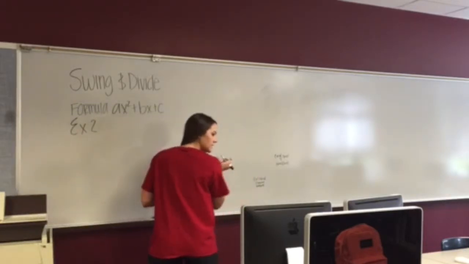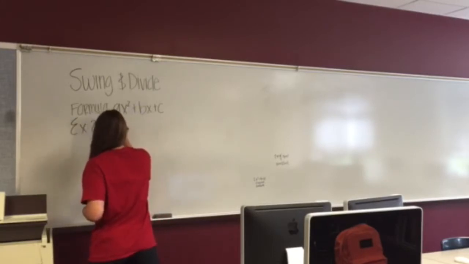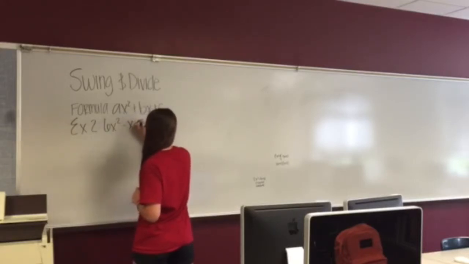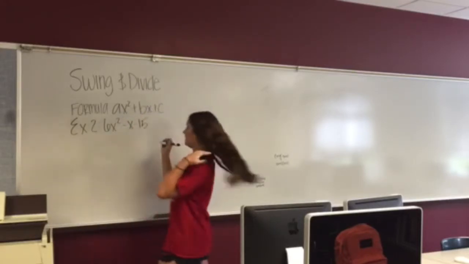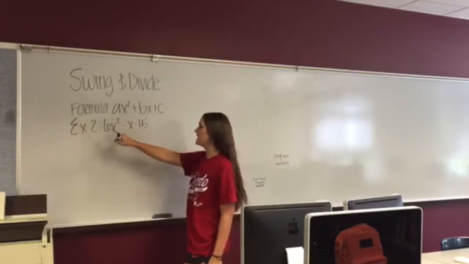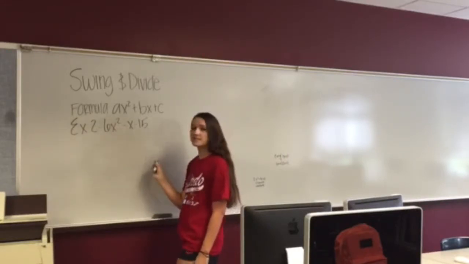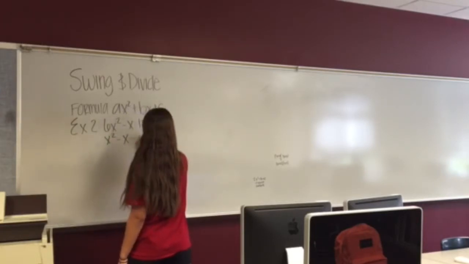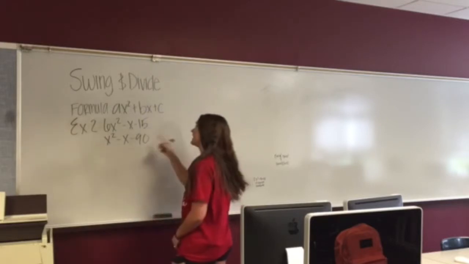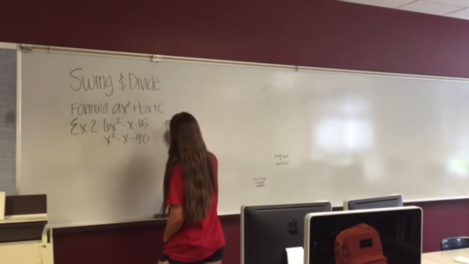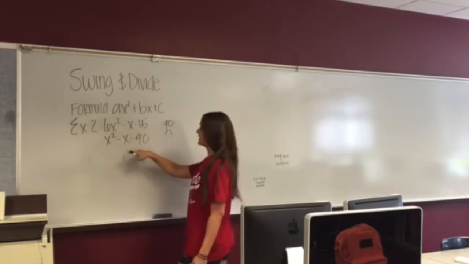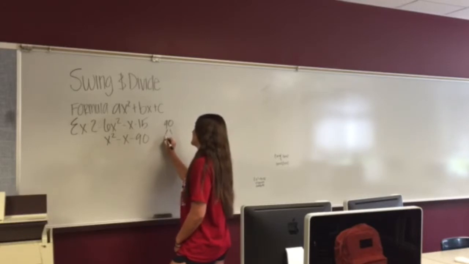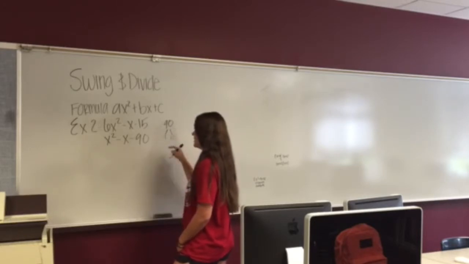Okay, in this one we're going to do 6x squared minus x minus 15. The first thing we're going to do is take 6 times 15, which is 90. So it would be x squared minus x minus 90. And we can make a factor tree for 90. It has to be a difference of 1 because the middle coefficient is 1. So we need a difference of 1. So 9 and 10 equals 90 with a difference of 1.